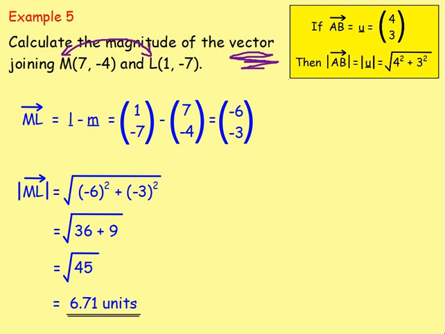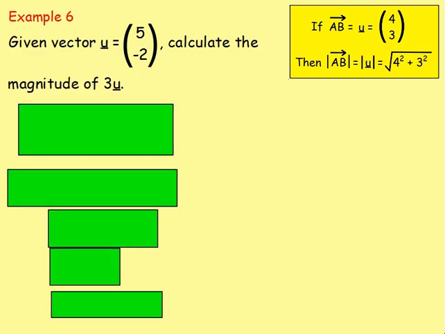Okay, so example 6, given a vector u is 5, negative 2, calculate the magnitude of 3u. So 3 times the length of vector u. What do you think the first thing we would have to work out is, Liz?